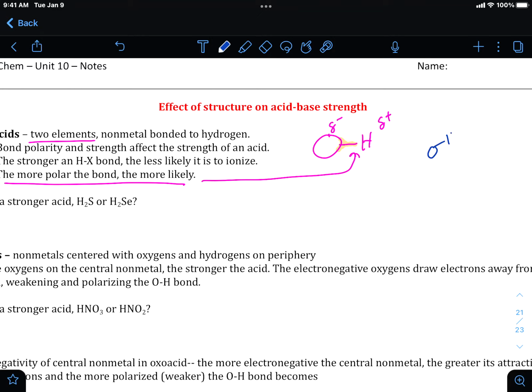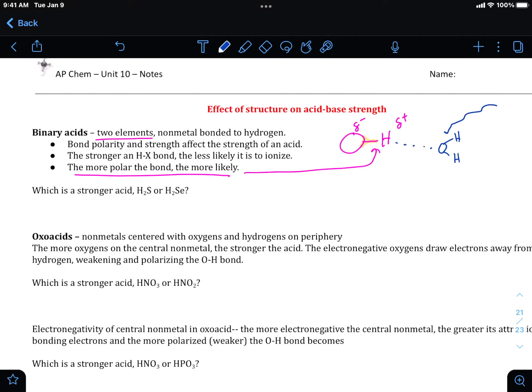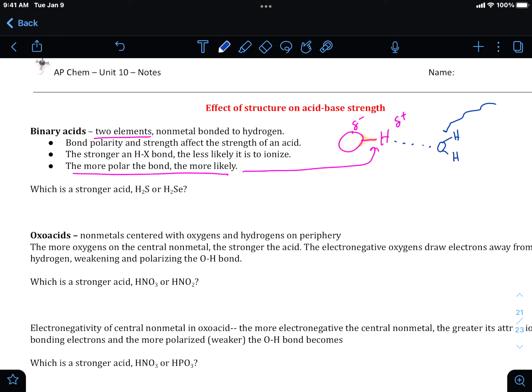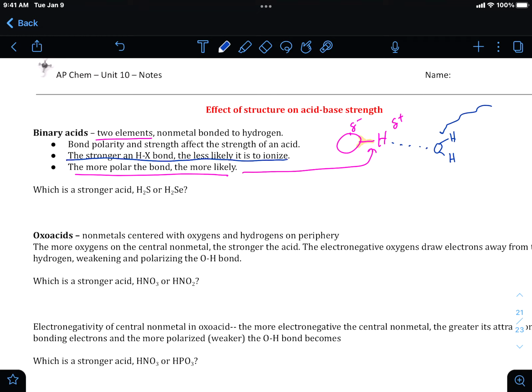All right, so here comes a water molecule passing by, and if there is an attraction here between the water and that hydrogen, if that attraction is strong enough and if this bond is weak enough, it's a tug of war. Well, what's attracting more? Is it the oxygen pulling this hydrogen, or is it the bond with this nonmetal? And that's essentially going to determine how likely it is that the H plus will ionize and form hydronium. Okay, so the stronger the bond is, the less likely it is to ionize.